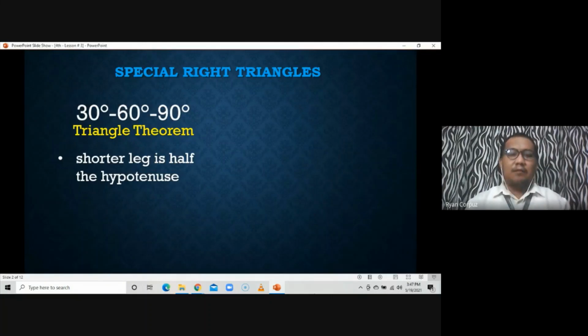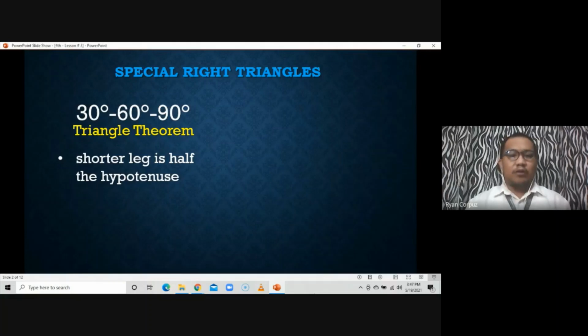Ito yung sinasabi natin before na when we discussed this, na isang given lang ng measure ng side, you can right away find out the measure of the other two sides, as long as you know that a given triangle is a special right triangle, just like the 30, 60, 90 special right triangle. Kasi yung Pythagorean theorem, we can apply that by given two sides of the triangle for you to get the third side. Dito, isang side lang given, you will find out easily also the other two sides of the triangle, once you know that it is a special right triangle.